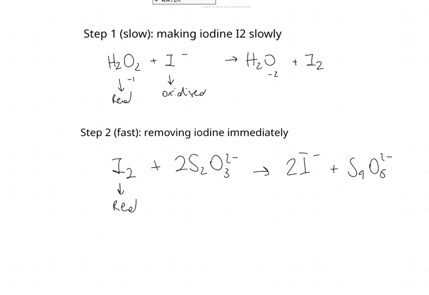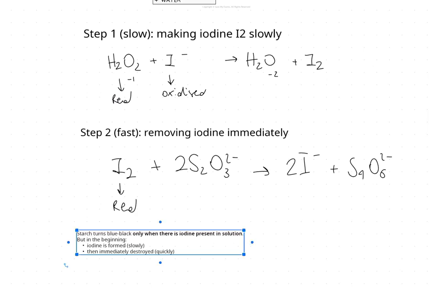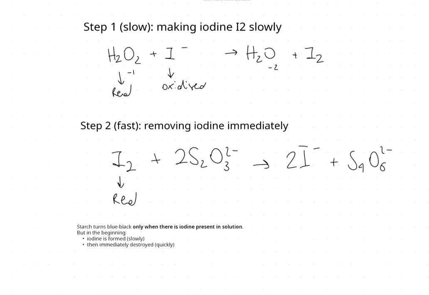But the reaction will wait and then suddenly turn black only when iodine is present. The iodine concentration stays almost zero at the beginning because it's formed and then, as I said, used up quickly. But once the S2O3 2- runs out, step two can't happen anymore. So the iodine from step one starts to accumulate, and suddenly there is enough iodine to form this blue-black starch complex. And this is essentially our clock.